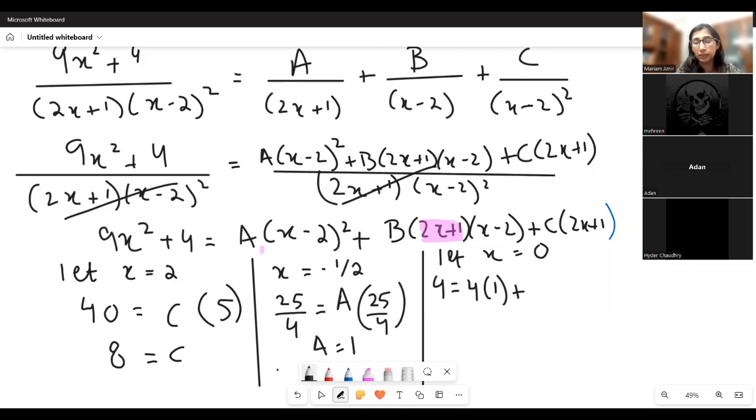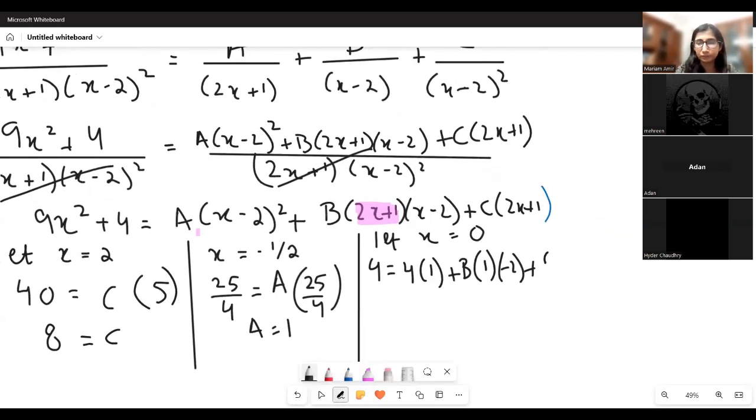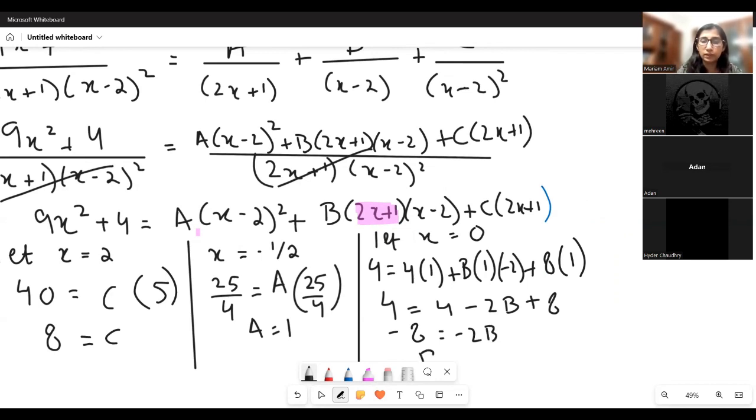Okay, we need to find B. All right, so B would be B times 0 times 0 plus 1 is 1, and 0 minus 2 is minus 2, plus C is 8, so plus 8 times 1. So that should get me the value of B. 4 is equal to 4 minus 2B plus 8. So we have minus 8 is equal to minus 2B. So B is coming out to be 4.